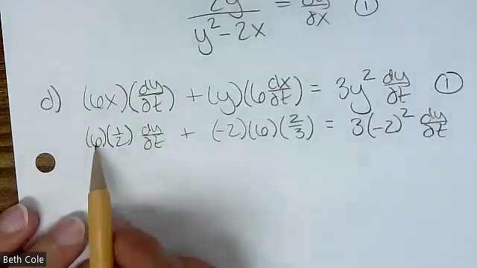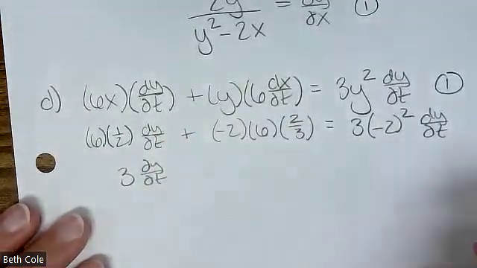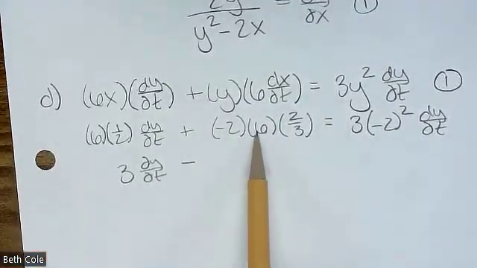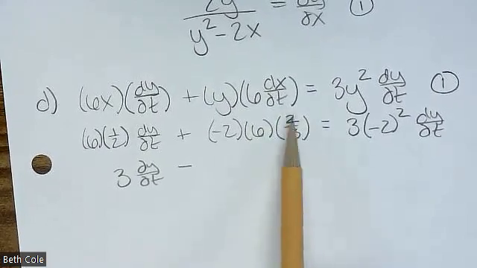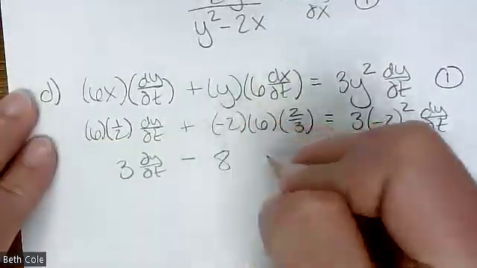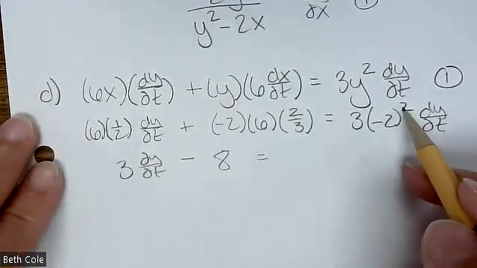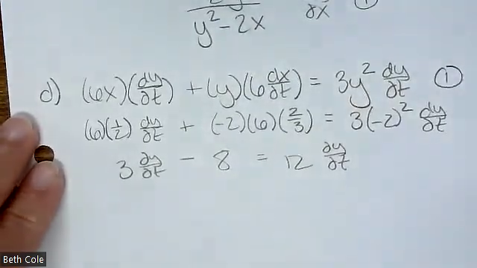Now we're going to clean it up. This would be 3 dy/dt. This will actually end up being minus because there's a negative in there. All right, 6 times 2 is 12. 12 times 2, 24 divided by 3, 8. It's on the non-calculator part, so you've got to be able to get through that. Over here, -2 squared is 4, times 3 is 12. I think you guys are with me.